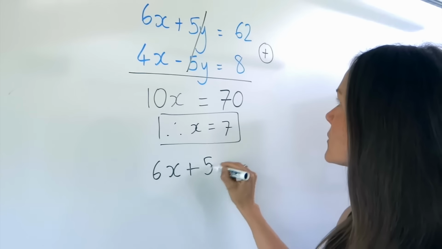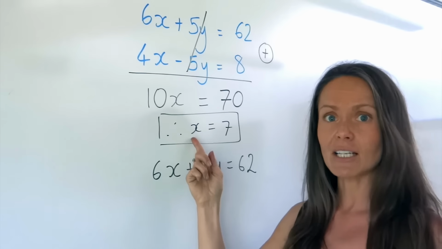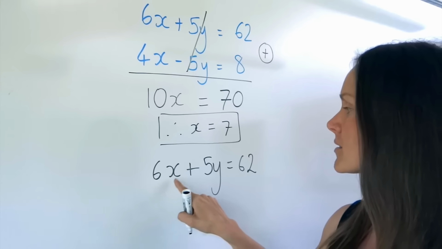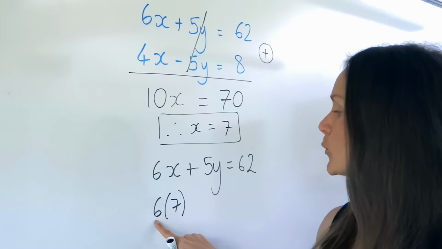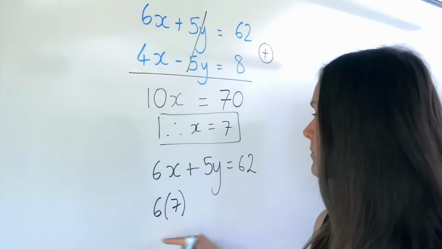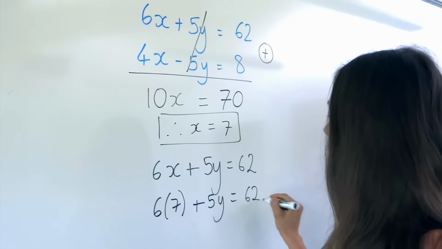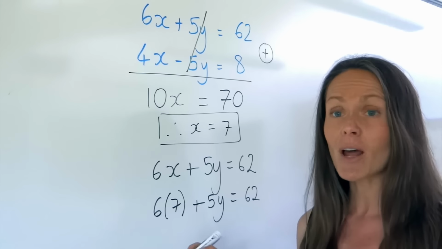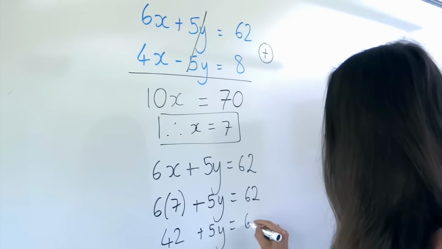So 6x plus 5y equals 62. Now I'm going to change the x value to 7 because x is 7. So instead of doing 6 times x, we've now got 6 times 7. You can either write brackets here or you can write multiply because they both mean times. And everything else in the equation stays the same. So I'm going to keep solving. I need to find the value of y. So 6 multiplied by 7 is 42. Remember, everything else stays the same there.